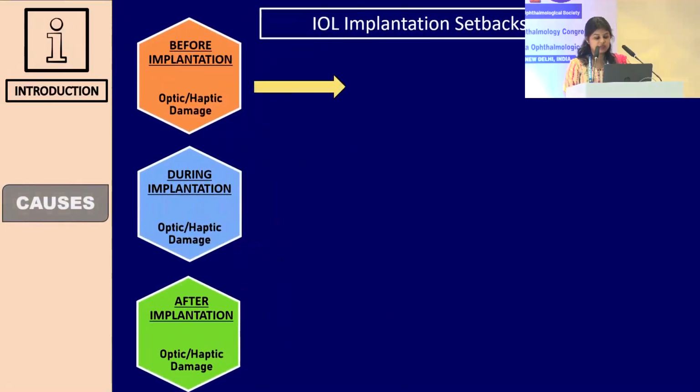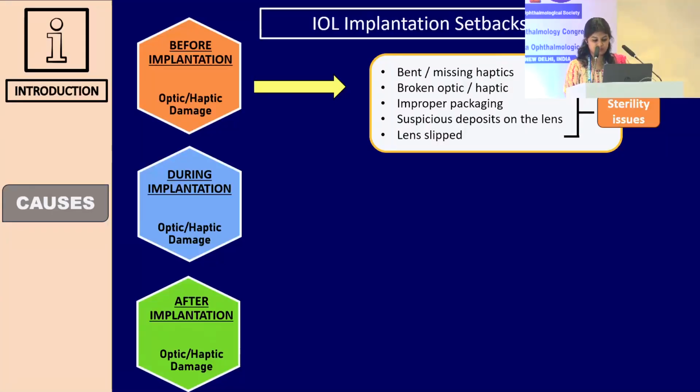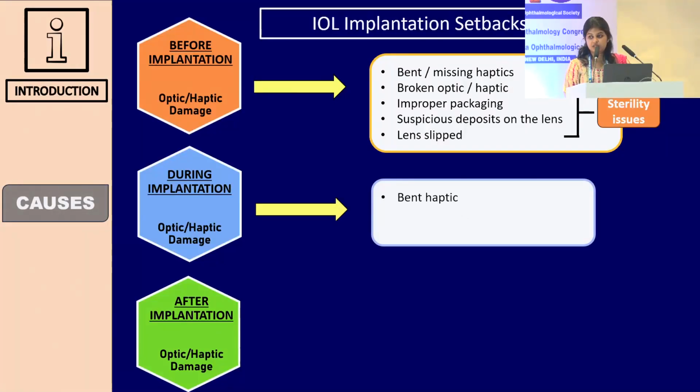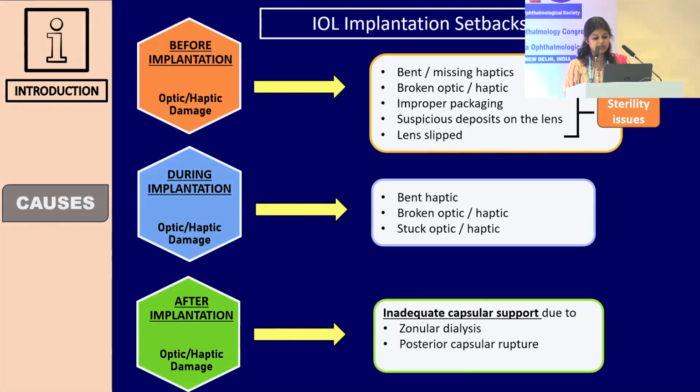Further diversifying the causes, the optic or haptic damage before implantation can be due to bent or missing haptics, or a broken optic or haptic, and sometimes due to sterility issues. During implantation, it can be due to a bent, broken, or stuck optic or haptic. And after implantation of the IOL, it can be due to inadequate capsular support due to zonular dialysis or posterior capsule rupture.